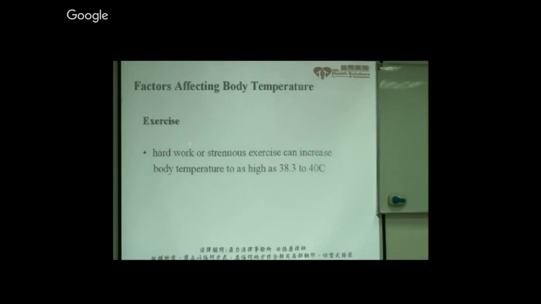Another factor would be exercise. What happens to your body temperature when you exercise? Of course, it will go up. For hard work or hard exercise, we use the adjective strenuous. Strenuous means you exert too much effort in doing something. We don't say difficult exercise, we use strenuous. It can increase body temperature to as high as 38.3 to 40. It's like having a fever.